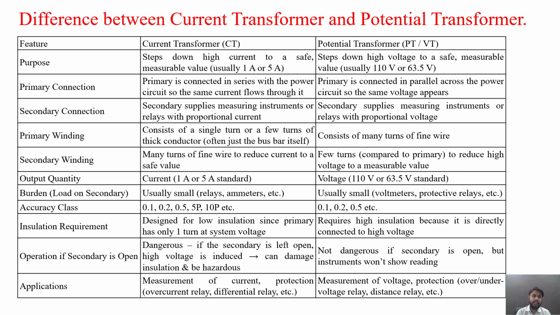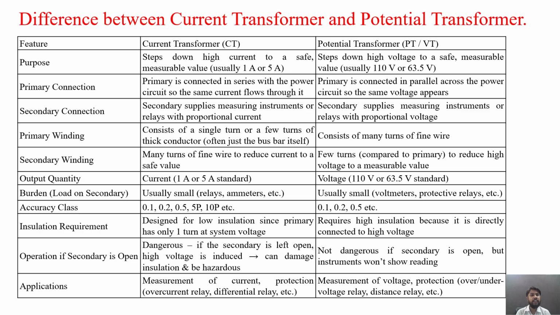The burden on the secondary, that is the load connected on the secondary, is usually very small in case of CT, such as relays and meters. Similarly for the PTs, very small loads like voltmeters, protective relays, etc. Accuracy class of CTs can be 0.1, 0.2, 0.5, 5P, 10P, that is protection classes, etc. In case of potential transformer, 0.1, 0.2, 0.5, which is very accurate.